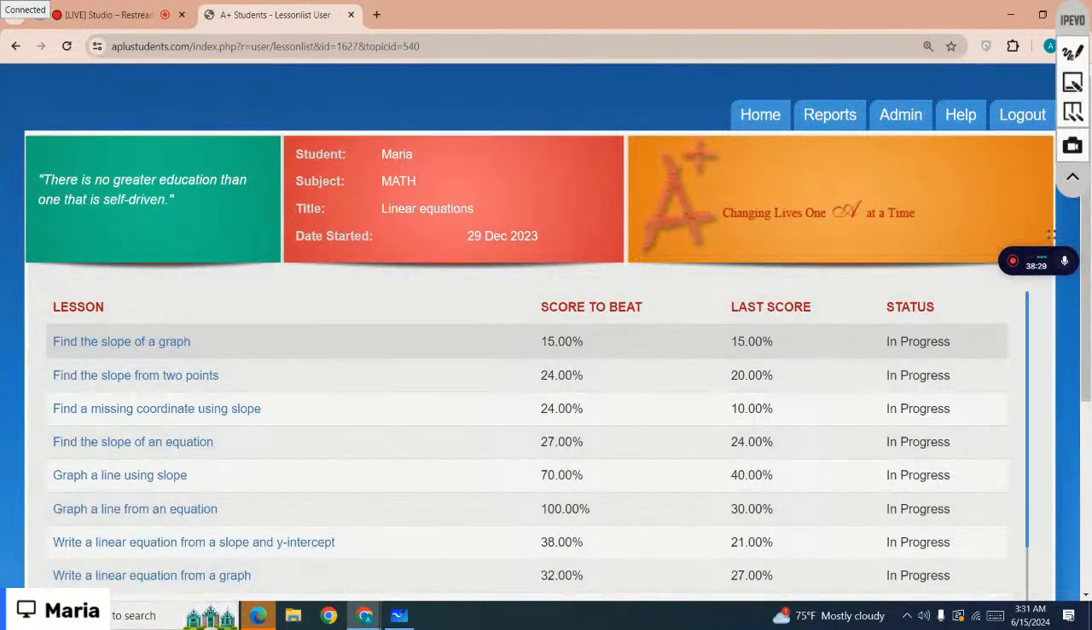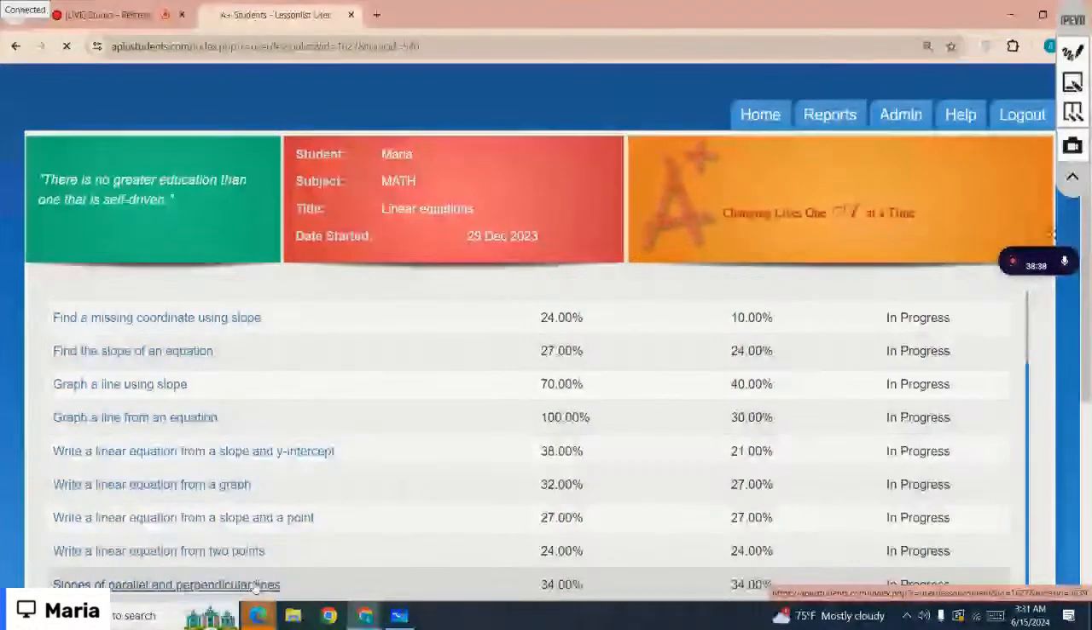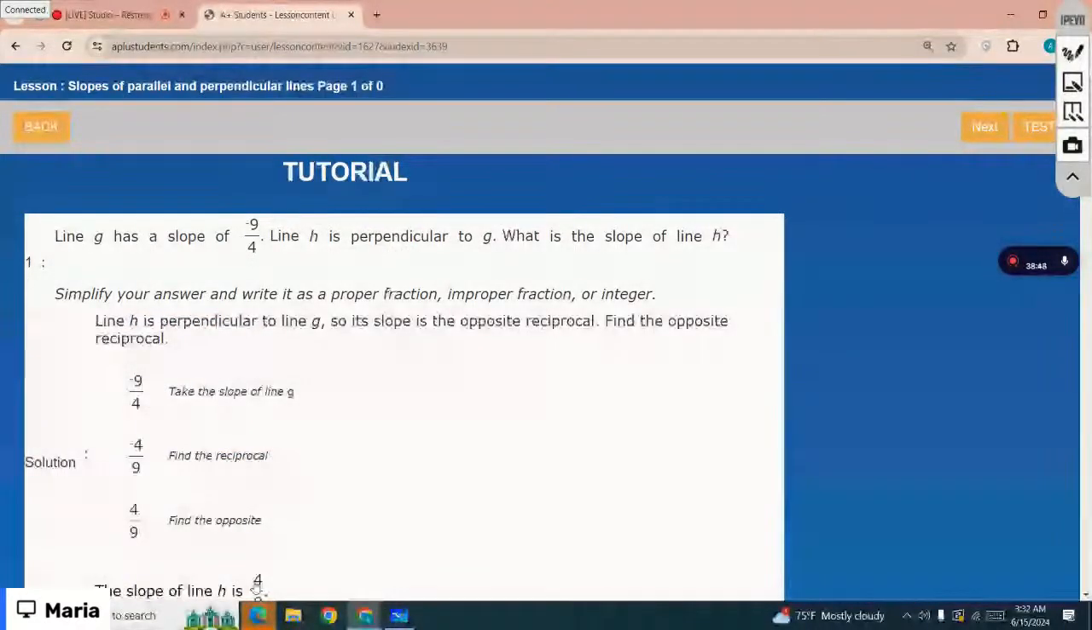The next lesson is the last lesson from the chapter, that is slopes of parallel and perpendicular lines. Line G has a slope of negative 9 over 4, and line H is perpendicular to G. What is the slope of line H?